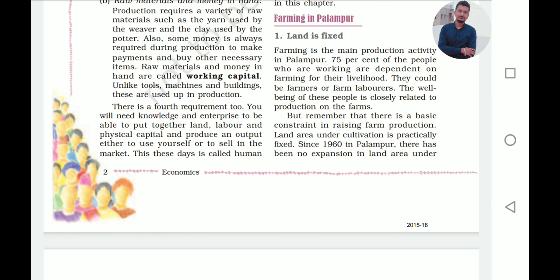They could be farmers or they could be farm laborers, because not all the people have their own land. Those who are landless are working on someone else's farm. The well-being of these people is closely related to the production on the farm. It means if they get maximum produce, then they will get more profit, they will be more developed and their livelihood will be better.